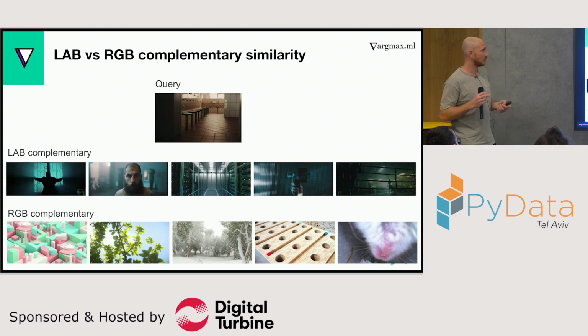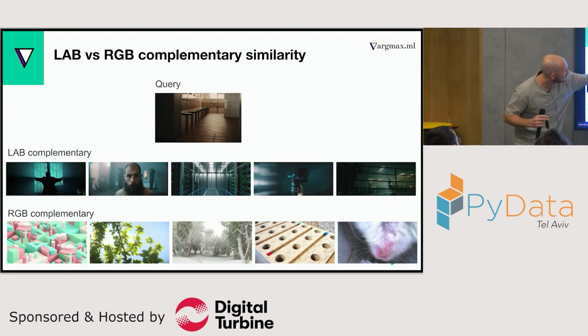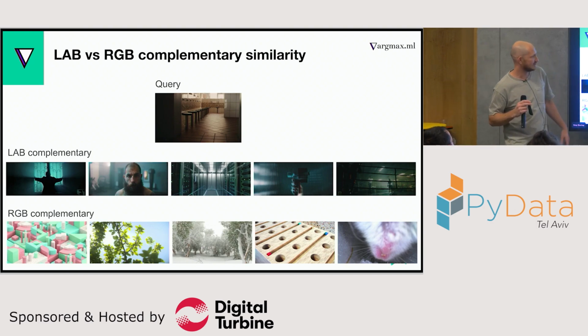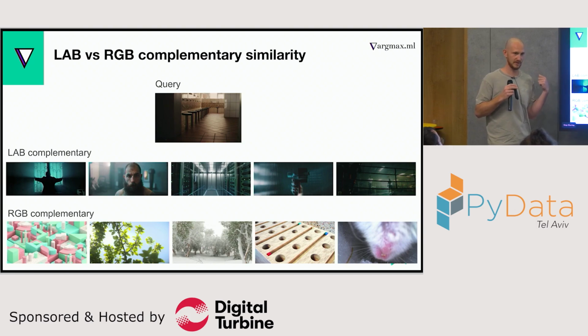For example, if we take this image, which the screen doesn't show well, the color scheme is a bit red, yellowish, and warm. We'll calculate the complementary vector of it, and try to query similar complementary in RGB and in LAB. This is the result we'll get.